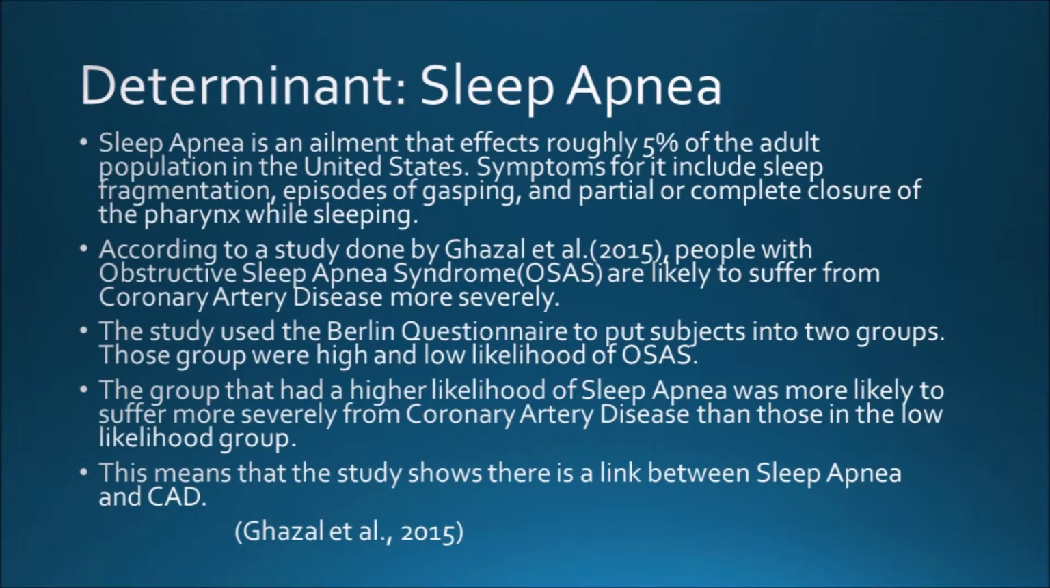Determinant: sleep apnea. Sleep apnea is an ailment that affects roughly 5% of the adult population in the United States. Symptoms for it include sleep fragmentation, episodes of gasping, and partial or complete closure of the pharynx while sleeping. According to a study done by Ghazal et al., people with obstructive sleep apnea syndrome, OSAS, are likely to suffer from coronary artery disease more severely.